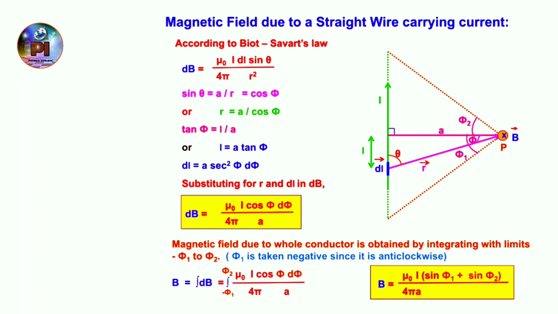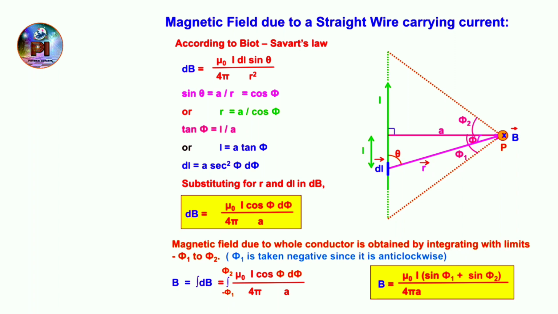Now according to Biot-Savart law, the current carrying conductor has a magnetic field around it, which is obtained after choosing one small current element. So here dl is the current element. Now dB equals mu naught upon 4 pi, I dl sine theta upon r square, as we have seen earlier in this video.